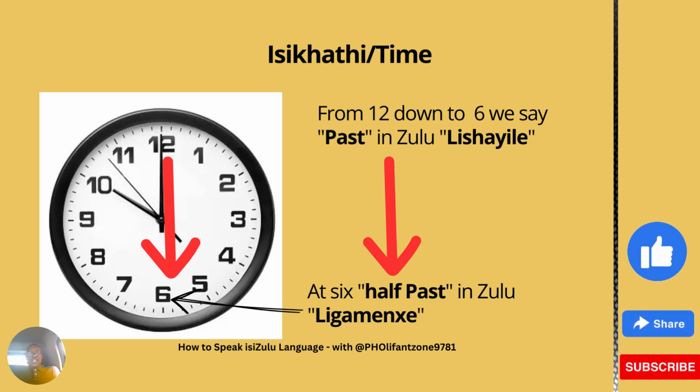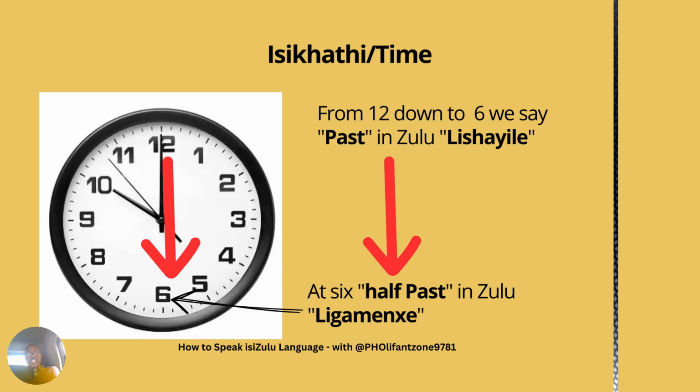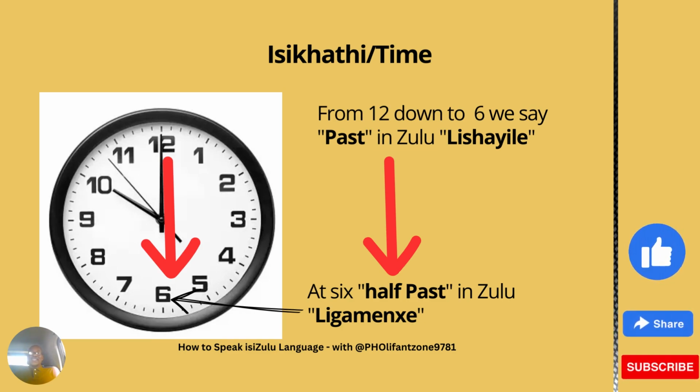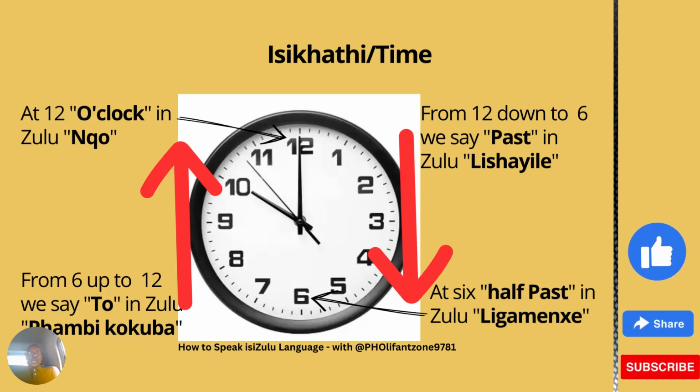In Zulu, we say lishayile. 1 minute past means munye umzuzu lishayile. Past means lishayile. When it arrives at 6 at the bottom, 1:30, in Zulu, ligamenxe. 1:30, ligamenxe ihora lokuqala. All right, so that is how we calculate it.